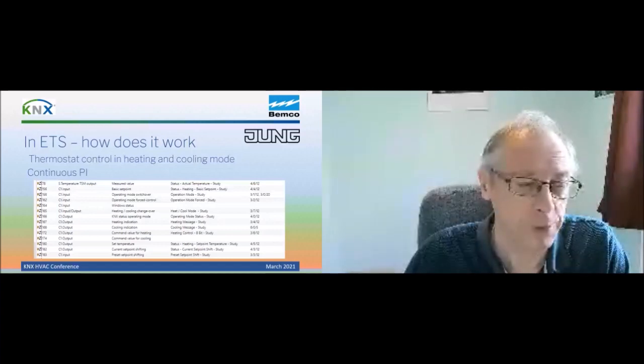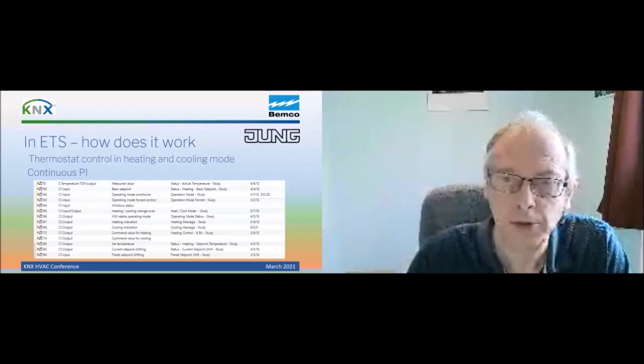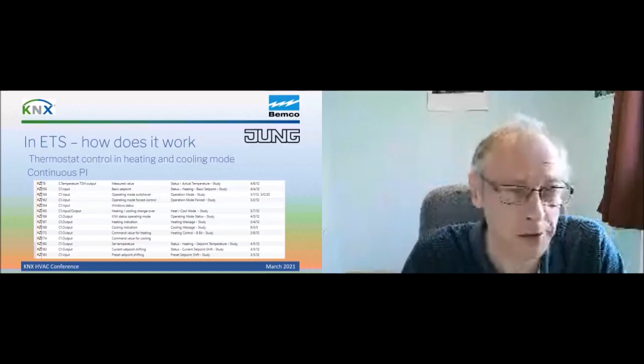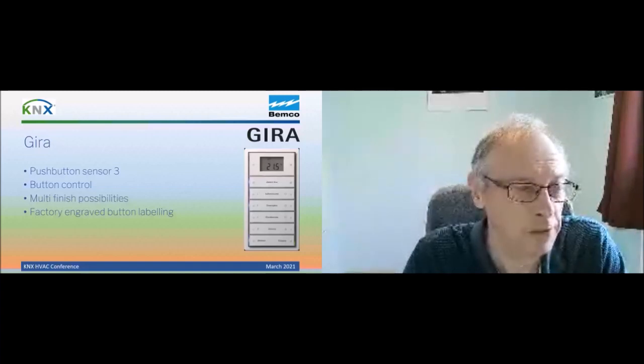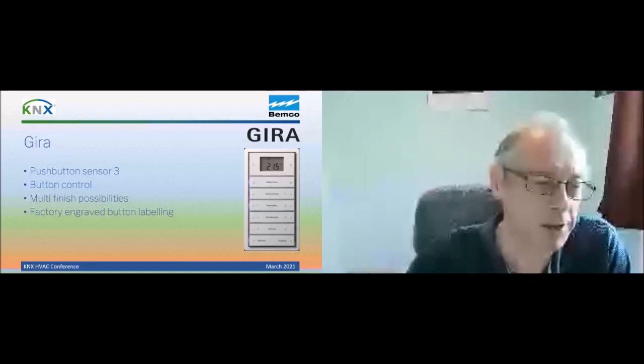So I've put together the detail there for the JUNG room controller, but of course there are other manufacturers' room controllers. Gira have a similar one, their push button 3 controller. You can set up room on off, scenes, change the temperature, and have nice finishes and engraved buttons. So again, it's all in the one device. We can control the many features that we want from that device.